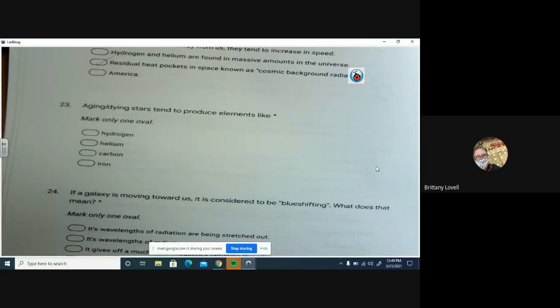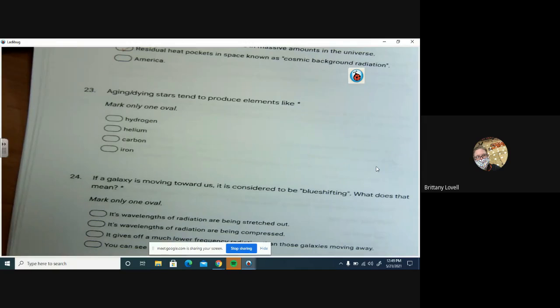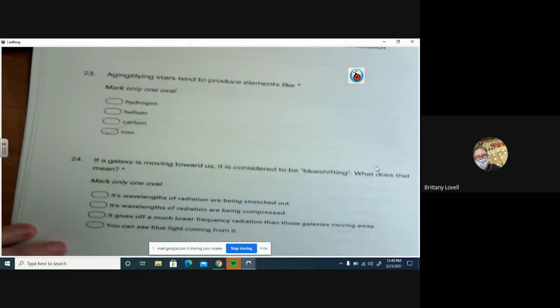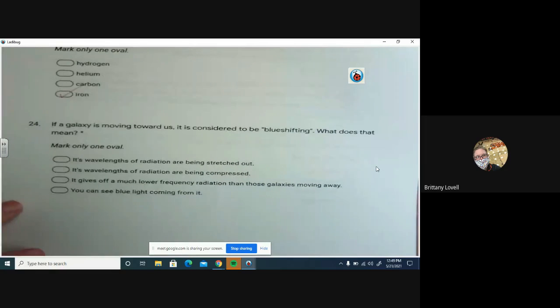23, aging or dying stars tend to produce elements like what? So we had this big discussion in third hour. Like if you Google this, it will actually give you carbon and iron both as choices. Well, the thing is, though, the one that will be produced right before a star dies is going to be iron, because it takes way more energy to fuse those elements together to make iron than the iron would give to keep the star alive. So it's iron.